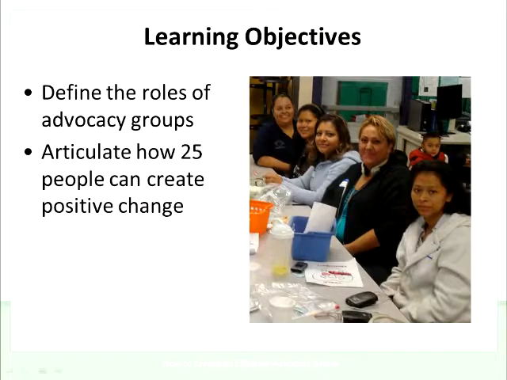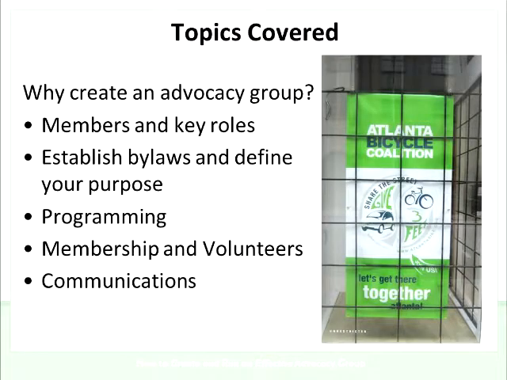So what I'd like to do is cover just two things here, sort of the roles of advocacy groups, and then give you a model of how 25 people can create positive change. A few things that I'll cover again are members and key roles, some of the bylaws and establishing purpose, your programming, membership and volunteers, and a little bit about communication. So you can see here it's going to be a little bit different than a board.